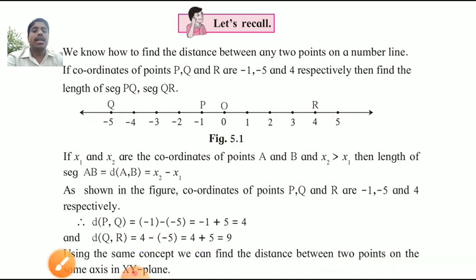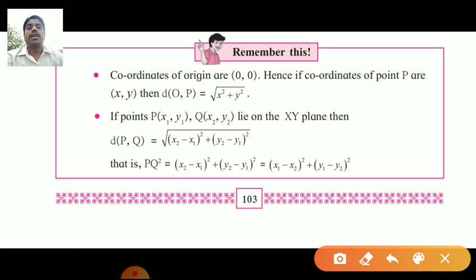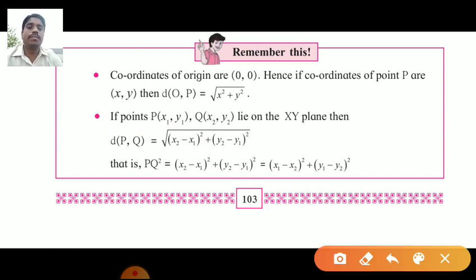Now in 10th standard we study the distance formula. Consider any two points. The first point is P with coordinates x1, y1, and the second point is Q with coordinates x2, y2. That means x1, y1 are the coordinates of point P and x2, y2 are the coordinates of point Q in the xy plane.